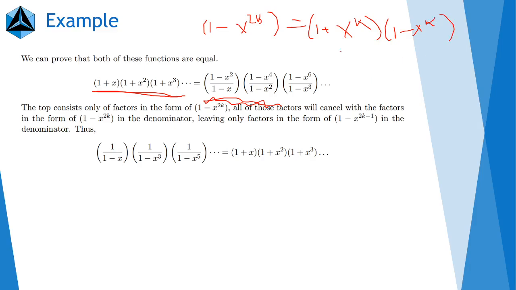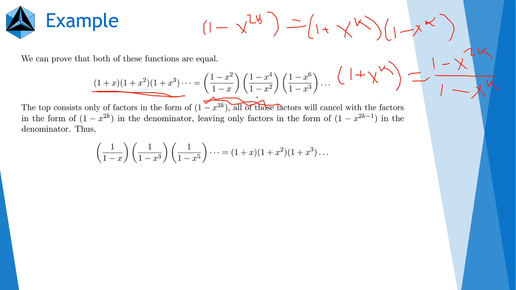And that's what we're doing here, except we're rearranging this. So we actually have 1 plus x to the k. We're dividing here by 1 minus x to the k. So you have 1 minus x to the 2k over 1 minus x to the k. And that's basically what's happening here. So we're just expressing each part of this function like that.